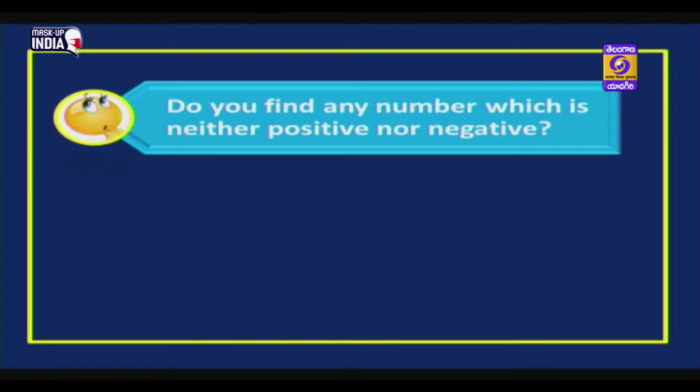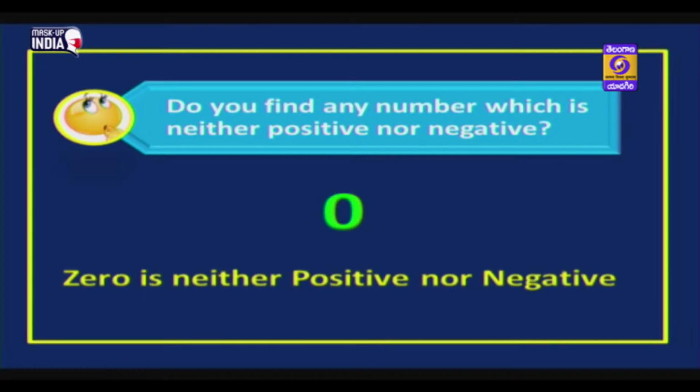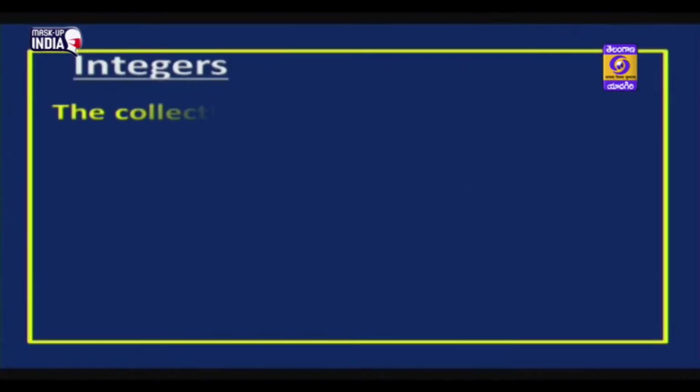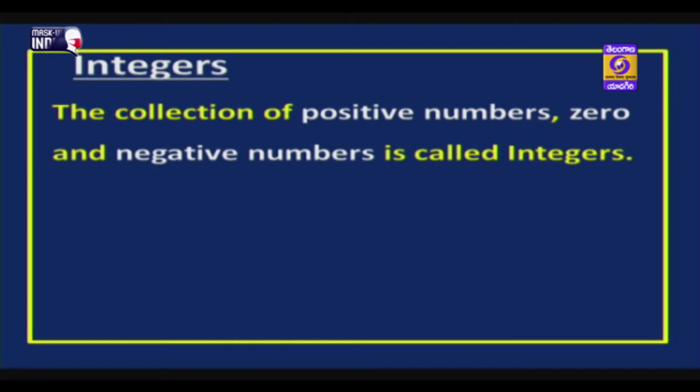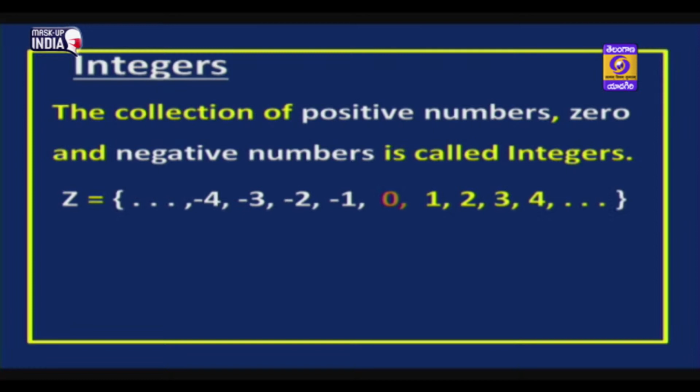Now children, do you find any number which is neither positive nor negative? Yes, that is right, it is 0. So, 0 is neither positive nor negative. So, children, let us see what these numbers are called. Integers: the collection of positive numbers, 0 and negative numbers is called integers and we write it as Z = {0, 1, 2, 3, 4 and so on, -1, -2, -3, -4 and so on}, in flower brackets.